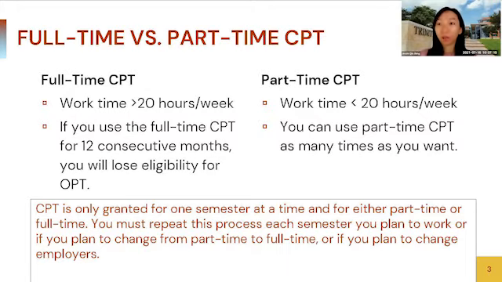Say you have a communication degree from Trinity, and after you graduate, you will receive a 1 year, which is 12-month OPT for you to be able to work legally in the US. If you use a full-time CPT for 12 months consecutively, you will lose your eligibility of OPT.